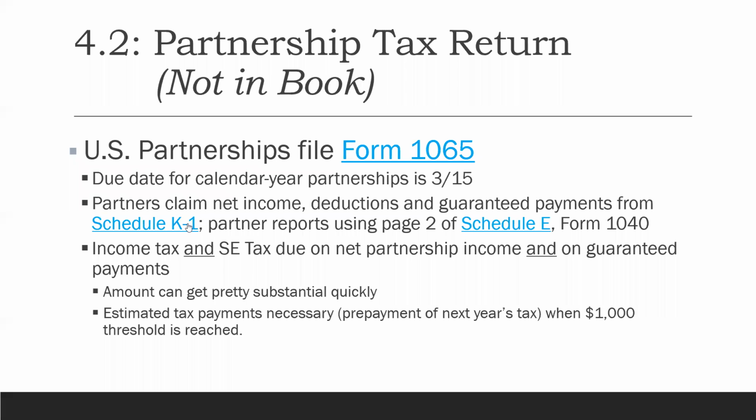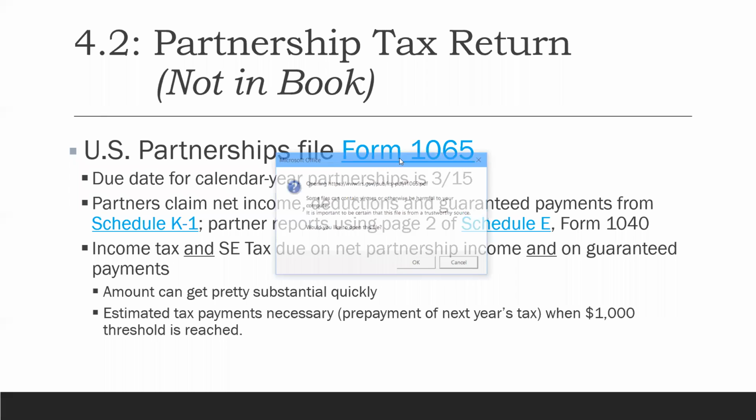That Schedule K-1 tells the partner what net income they claim and what guaranteed payments they claim on their personal tax returns. The reporting of Schedule K-1 happens on the second page of Schedule E, so we'll look at that as well. We're looking at a Form 1065. Again, the hyperlink will take you out to a PDF that's located on the IRS's website.